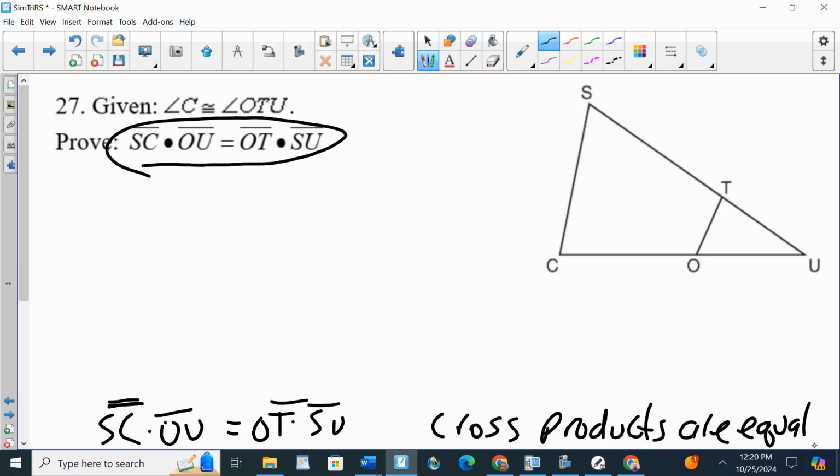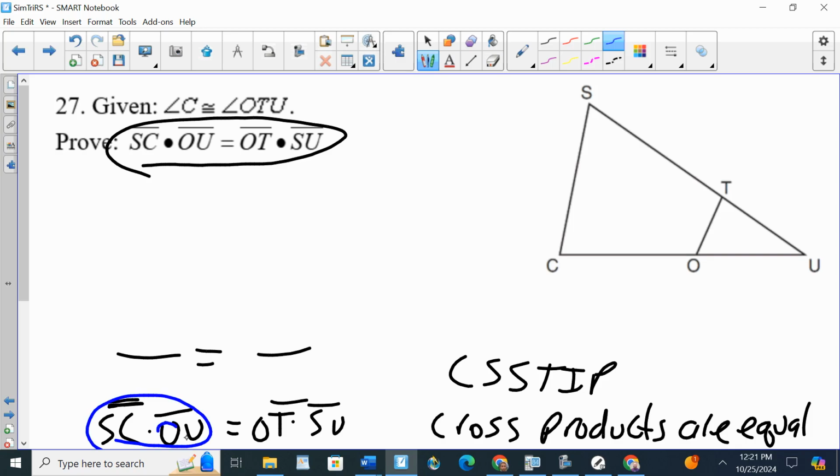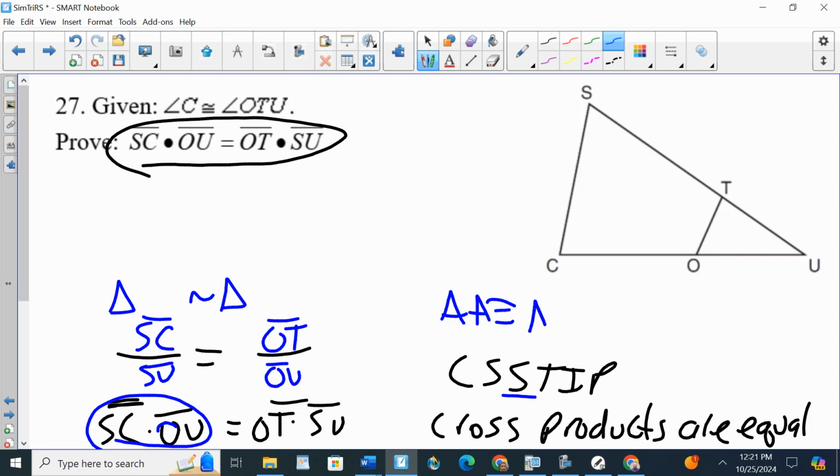Before the multiplication is always proportion. See assist tip. To make my proportion, I take what's being multiplied. They must be diagonal from each other, because I cross multiply things that are diagonal from each other. SC, OU, OT, SU. Before the proportion is always similar triangles. Triangle blank is similar to triangle blank, and the reason for that is always AA.